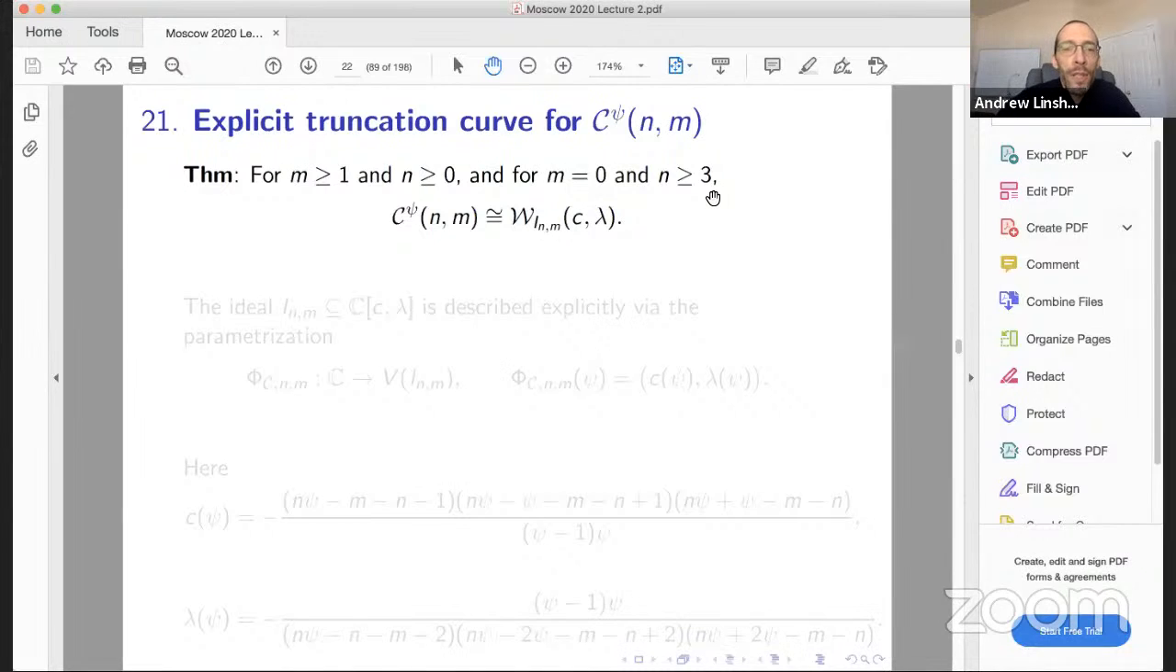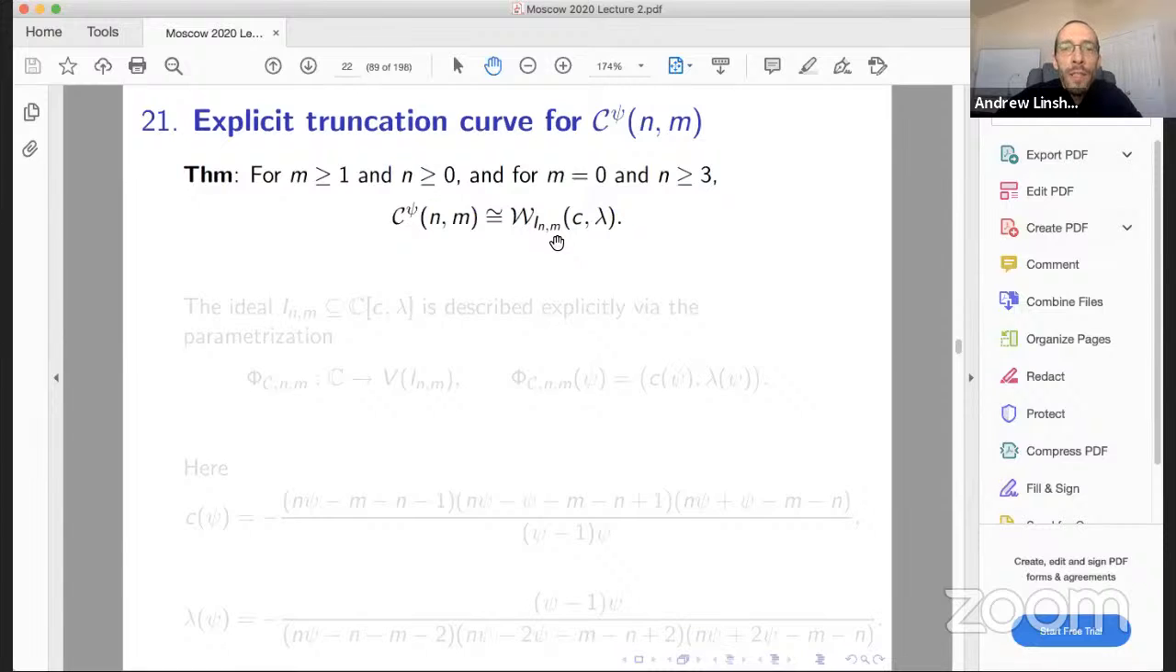It's a small point that I'll mention later, but in most cases, the C psi nm is a W infinity quotient, except for a few extremal cases. So if m is 0, then n has to be greater than or equal to 3. I also have to look at the cases where m is 0 and n is 1 and n is 2. I'll mention those later. In all other cases, this is the simple quotient of the W infinity algebra along some ideal that I'm going to denote by I n comma m.